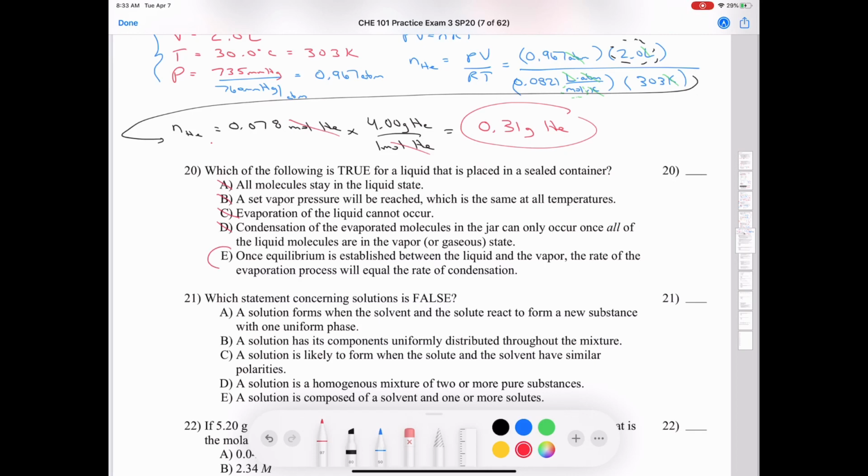But if we take a look at E, it says once equilibrium is established between the liquid and the vapor, the rate of the evaporation process will equal the rate of the condensation. Now, we don't see that when we look at a sealed vessel, but we know that that is occurring. It's a dynamic process. So the rate of evaporation is going to equal the rate of condensation.